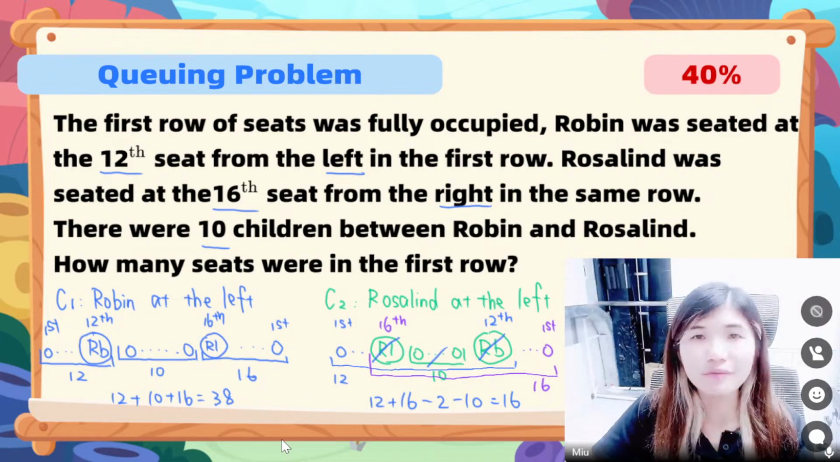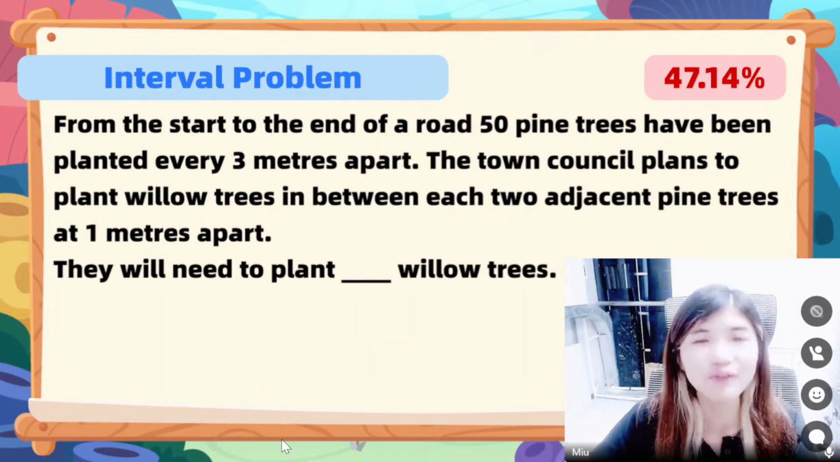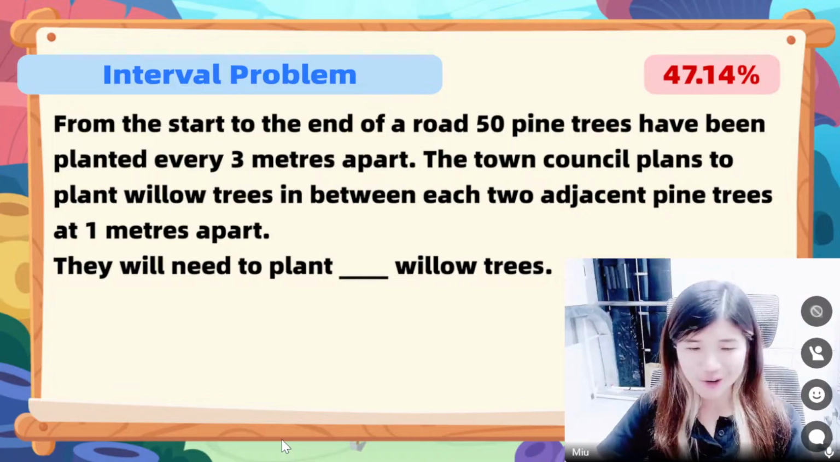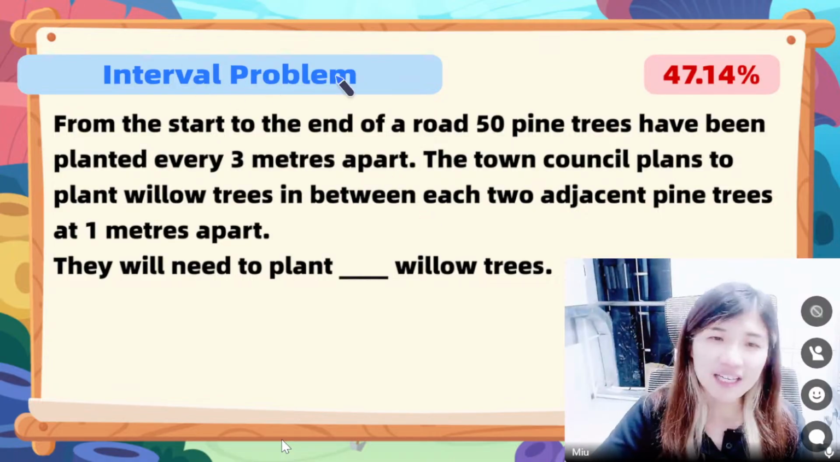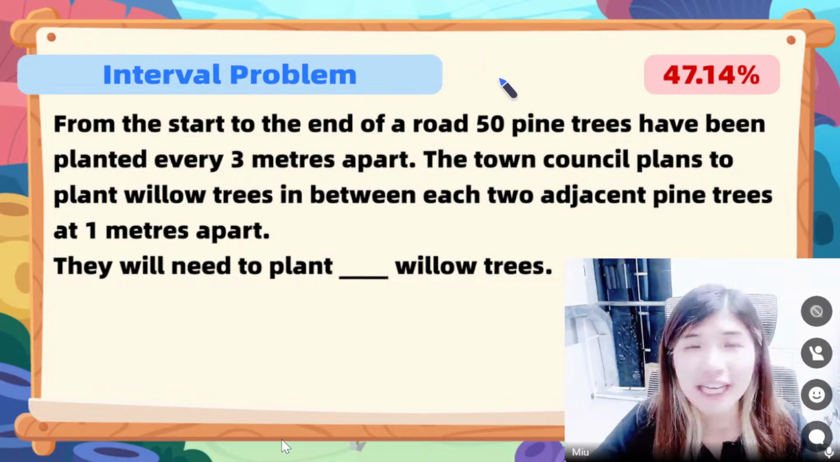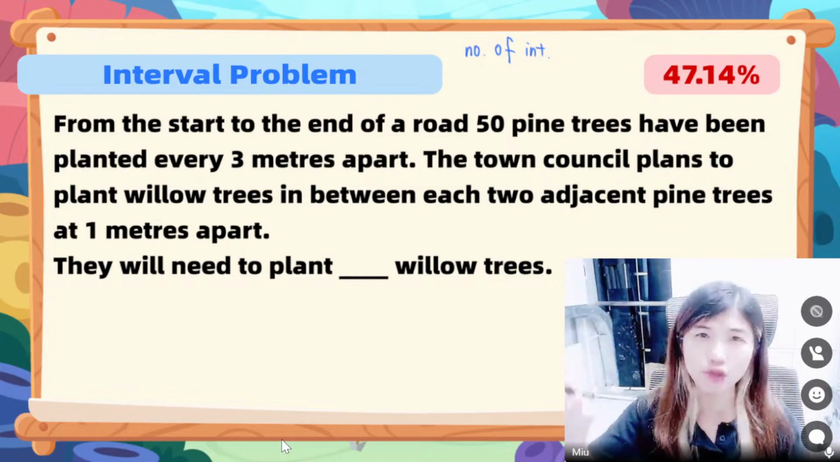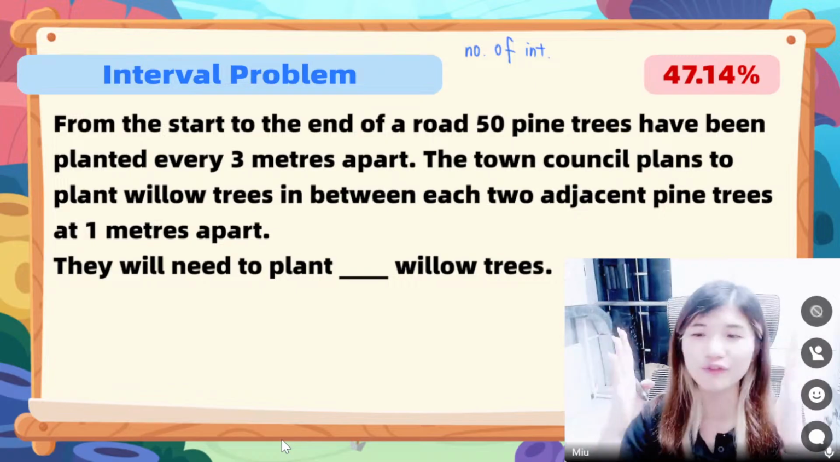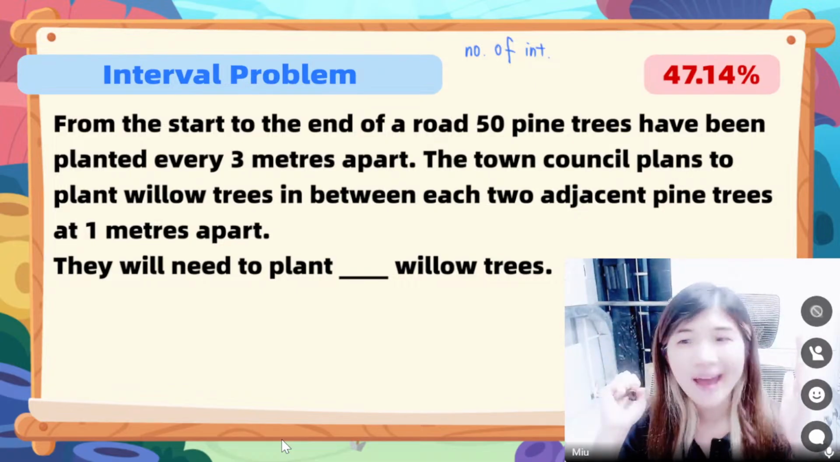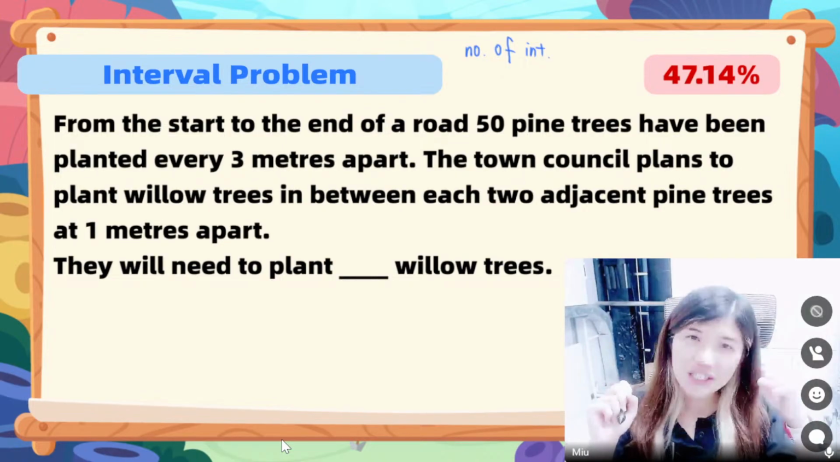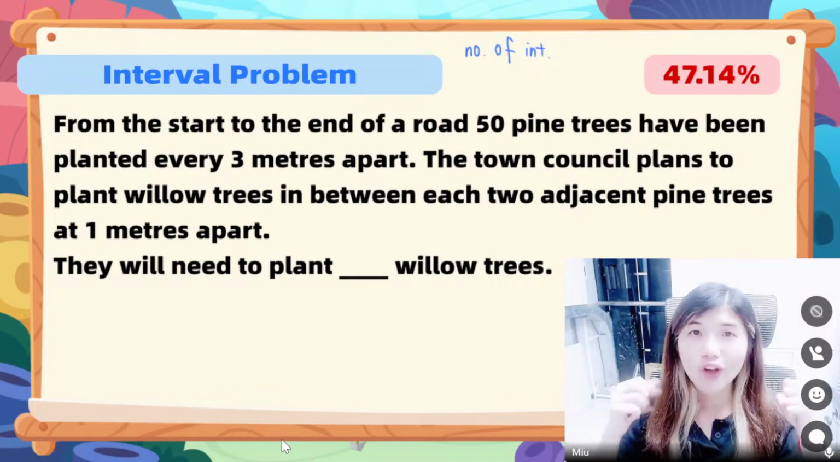For word problems, not just queuing problems, we also talk about the interval problems, of which we only got 47% correct for this extra bonus. Do you remember, guys? For interval problems, we always need to find out the number of intervals first, right? And then it really depends on how we plant the trees. If we start with trees, end with trees, the trees are always one more. When we start with trees, end with intervals, they will be the same. What if we start with intervals, end with intervals? Then the intervals would be more.